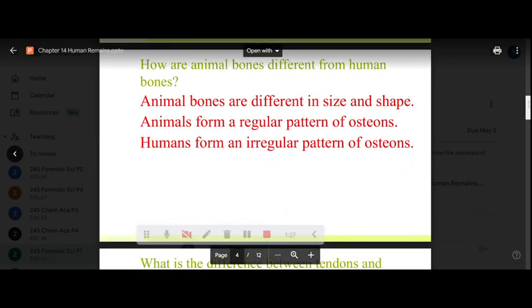And then, how are animal bones different from human bones? Does anybody remember? How are animal bones different from human bones? Okay, so animal bones are different in size and shape. Obviously, depending on what the animal is, right? And then animals form a regular pattern of osteons, and humans form an irregular pattern of osteons.